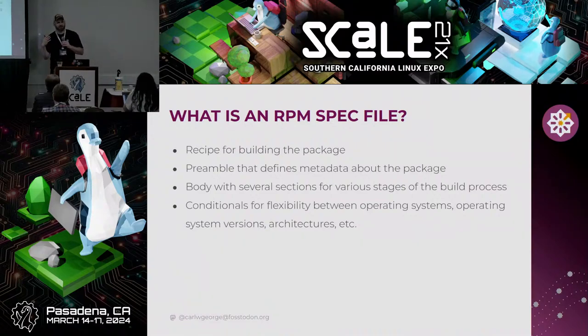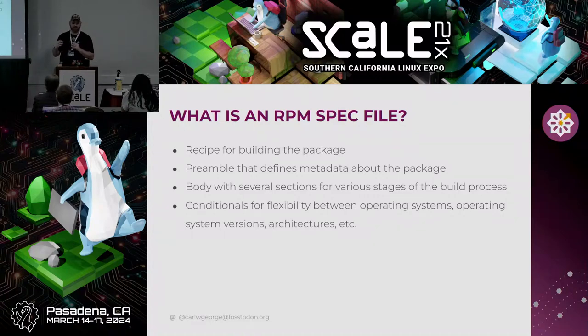So I mentioned the recipe for building the package, or the instructions for building the package. That's what we call the RPM spec file. It has a preamble section. It defines all of that metadata, and we're going to go into each of those one by one. And it also has what's called the body. It'll have various sections that define stages of the build process. This is also where we have the changelog and other things like that. That's also part of the metadata.